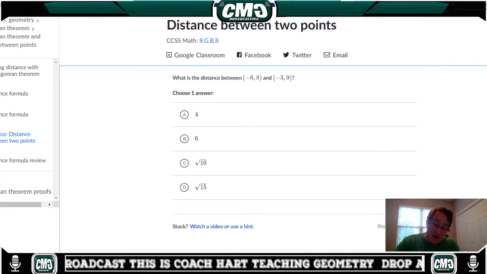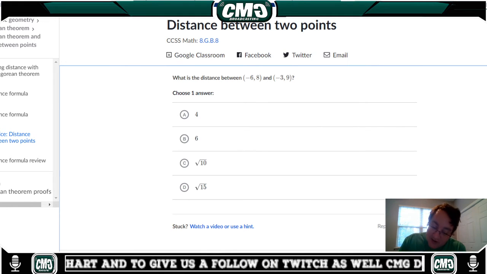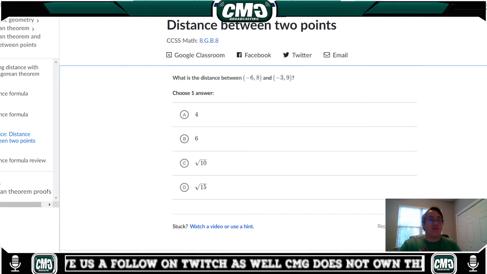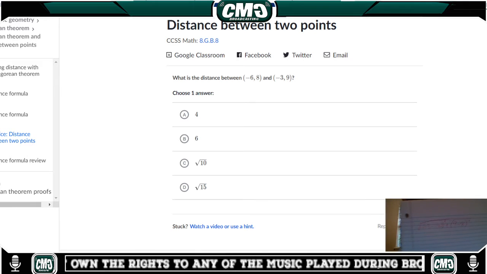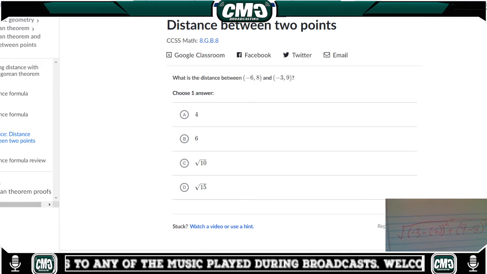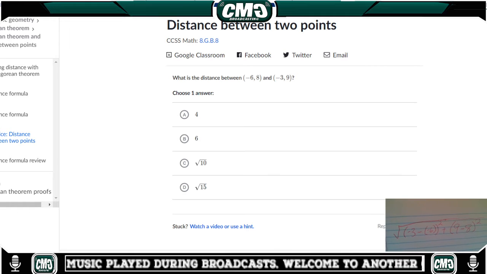So when we set that up, that is going to be the square root. And we'll have -3 minus -6 for our x's, and that's going to be squared. And then we've got 9 minus 8. Now remember, we have to do 9 minus 8 squared because that's the one that we did first in the x's. Since we listed the -3 first in the x's, we have to list the 9 first in the y's. Now taking a look at that, that should be our setup for this one.